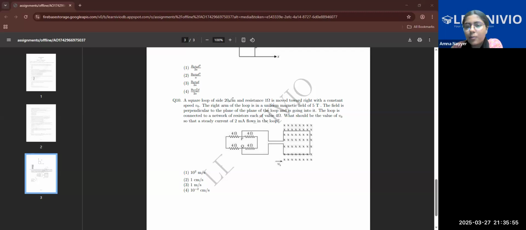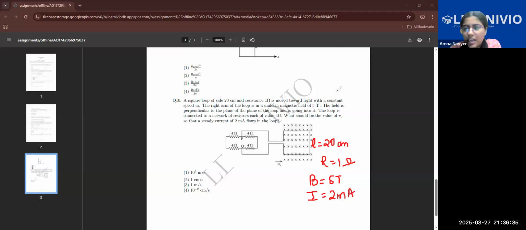It says that a square loop of side 20 centimeters, the length is given as 20 centimeters, and the resistance of this is 1 ohm, is moved towards the right with a constant speed V0. The right arm of the loop is in a uniform magnetic field. The magnetic field given is 5 Tesla. The field is perpendicular to the plane of the loop and is going into it, which we can see from the figure also. The loop is connected to a network of resistors, each of value as given. What should be the value of V0 when the current flowing is 2 milliamperes?